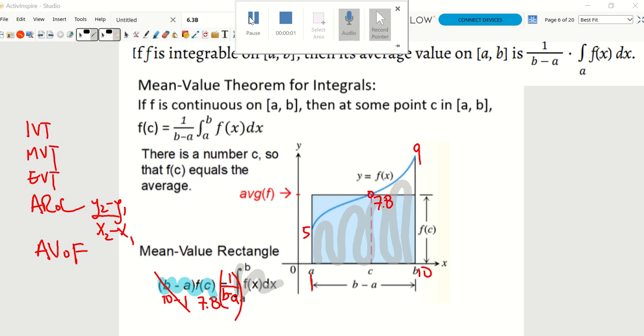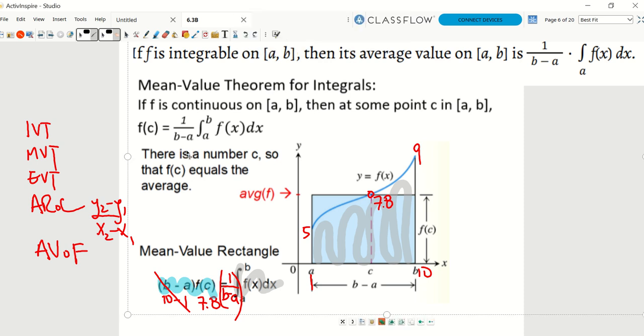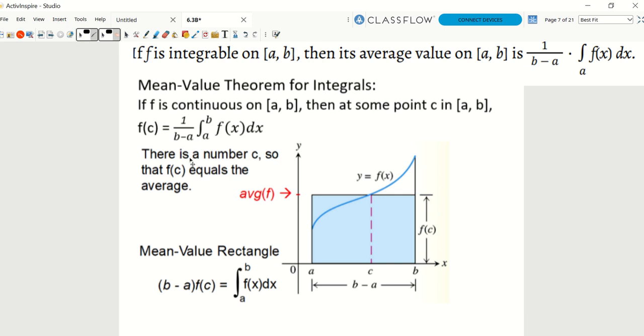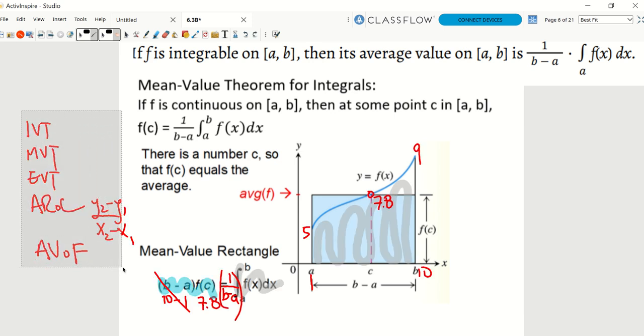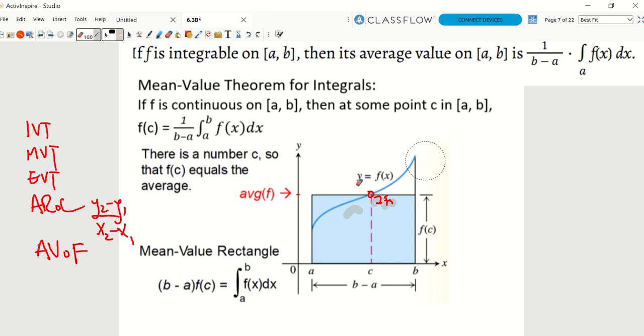So this is another acronym we are going to add to the list. I know I have this document called the map of the calendar, which summarizes a lot of key points. And we've done IVT, MVT, EVT, AROC, maybe a couple other ones. Now this is AVOF, okay? Average value of function, okay?